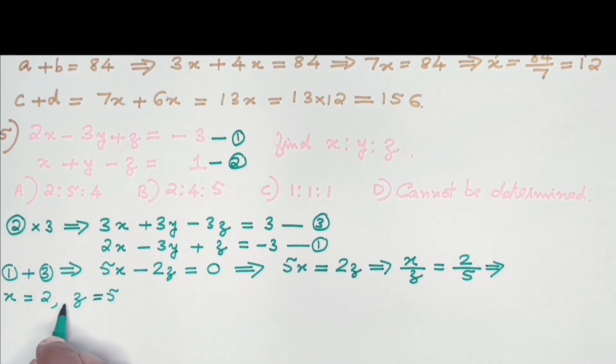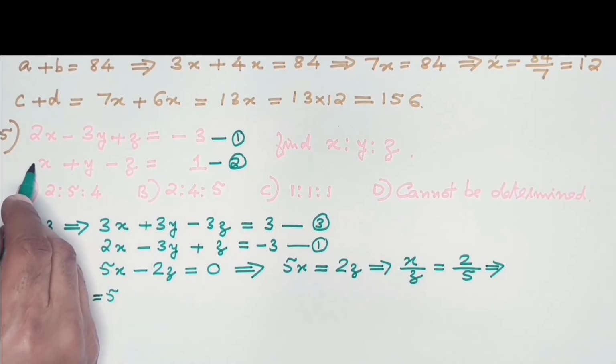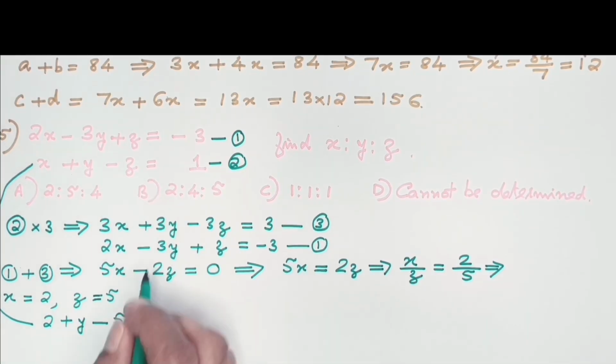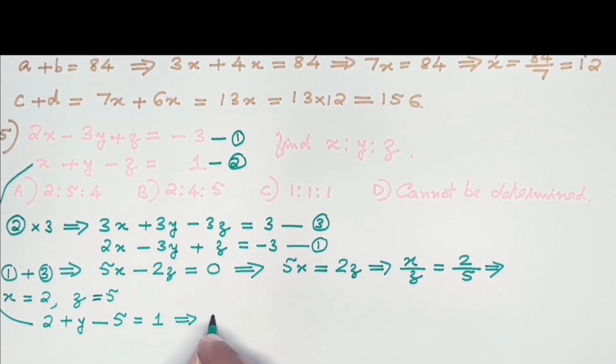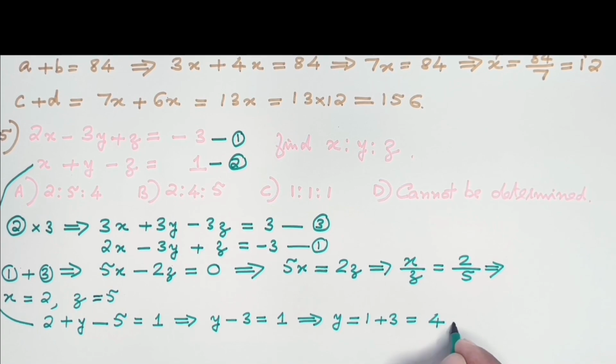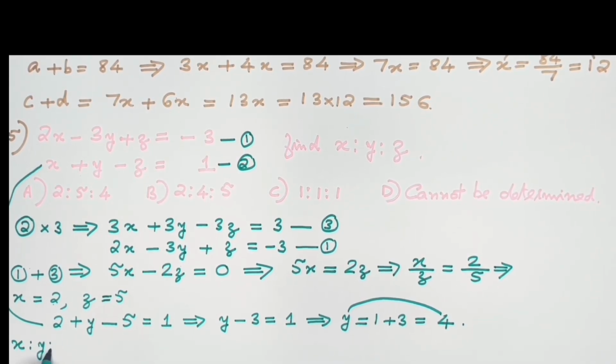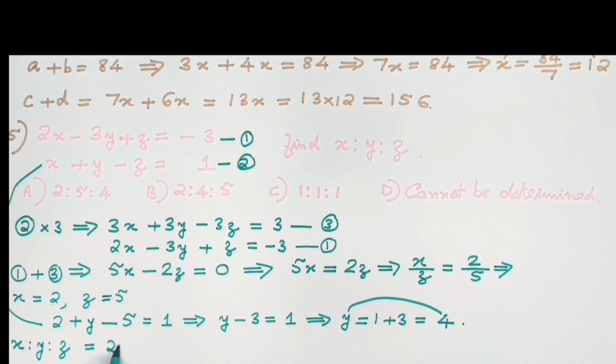Then substitute these values in either 1 or 2. So substituting in this equation, you have 2 plus y minus 5 equals 1. Keeping y here, 2 minus 5 minus 3 equals 1. Taking 3 to the other side, it becomes plus and you have 4. So y is equal to 4. x is equal to 2, z is equal to 5. Combining all this, x is to y is to z equals 2 is to 4 is to 5, which is the second option.